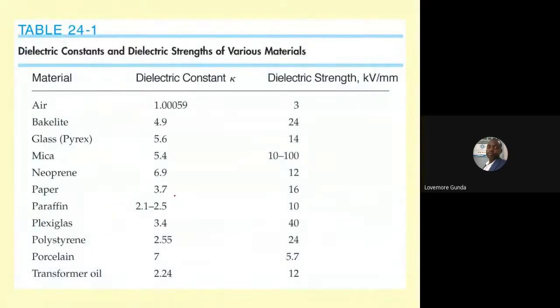So different materials have different dielectric constants, which are the relative permittivities, and also dielectric strength. Now, dielectric strength will be the maximum voltage that the dielectric can withstand per unit length of the material. We'll go to that at a later stage, right?